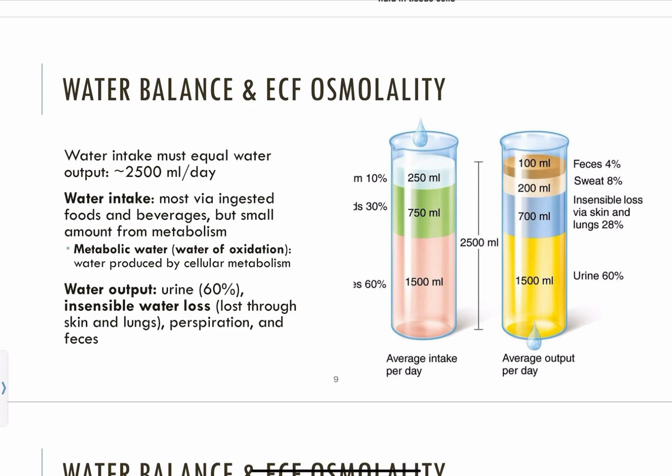Remember your cellular respiration equation. We start with a glucose molecule and oxygen. What do we produce? We produce carbon dioxide, we produce ATP, and we produce water. So the water that's produced from cellular respiration via the production of ATP is what we call metabolic water and water of oxidation. You might not think that this water accounts for a lot of overall water that we are bringing into our body, but it actually represents about 10% of our overall water intake, so it's pretty important.